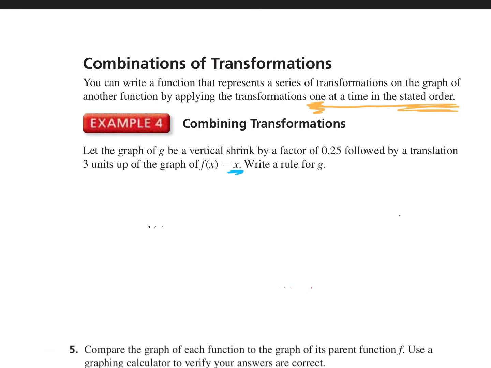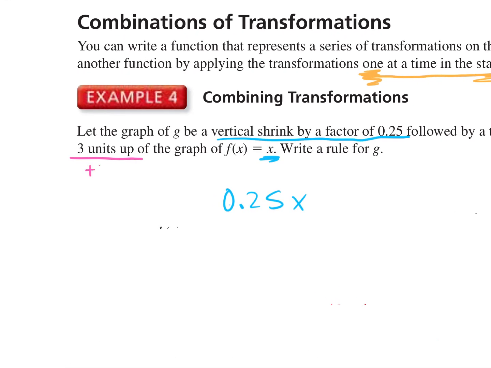How do I apply a vertical shrink by a factor of 0.25? What would I need to do? Multiply it. So it would just be 0.25 times x. And then what about a translation 3 units up? Plus 3 on the inside or outside? Outside. So we just add 3 at the end. So my function here, g of x, is equal to 0.25x plus 3.